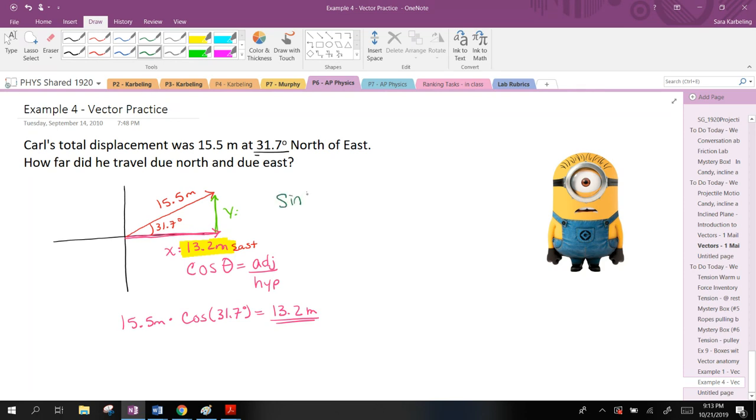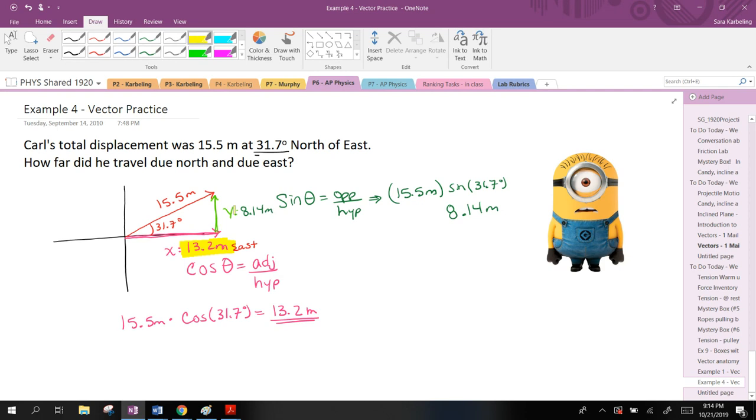That's going to be the trig function sine, which is opposite over hypotenuse. So we've got 15.5 meters, that's the hypotenuse, times the sine of 31.7 degrees, okay? And that's going to give us our opposite side. So that's going to be 15.5 times the sine of 31.7, and we get a value of 8.14 meters. So this here is 8.14 meters.